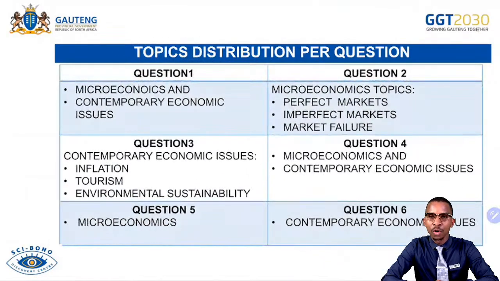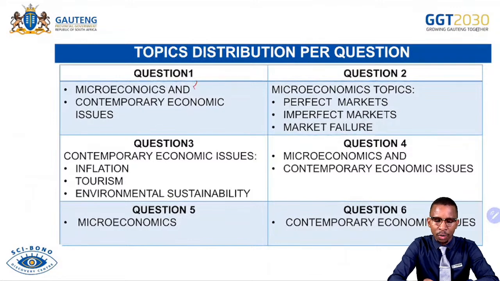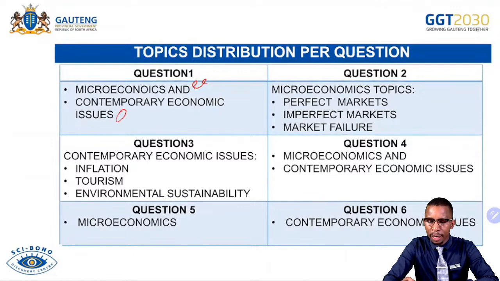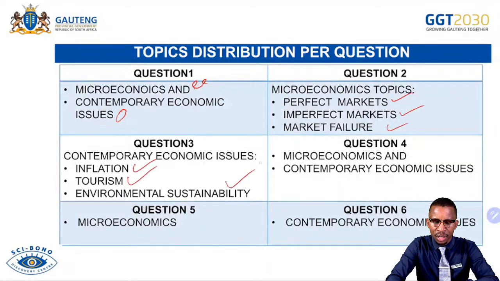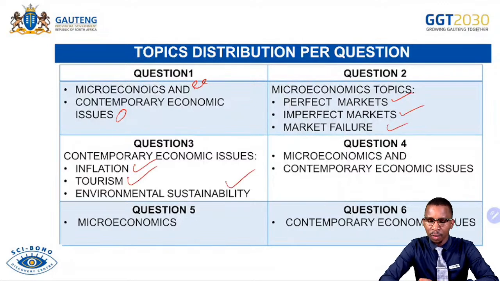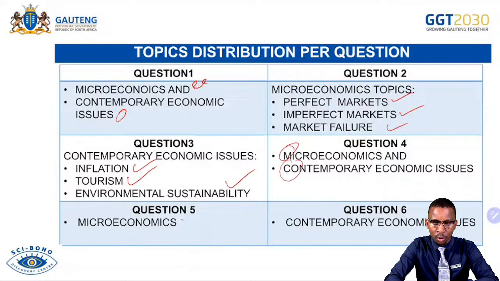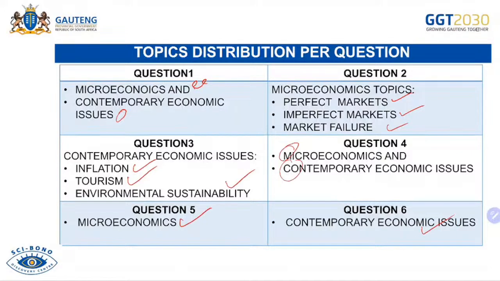And then the distribution of topics, like I've mentioned before: question 1 consists of both the microeconomics as well as economic issues. Our question 2 is microeconomics only, where you come across topics like perfect market, imperfect market, and market failures. And then question number 3, that's contemporary economic issues, where you come across inflation topics, tourism topics, as well as environmental sustainability topics. In question number 4, it's a combination of both microeconomics as well as contemporary economic issues. And then our question 5 is microeconomics. Our question 6 is contemporary economic issues.